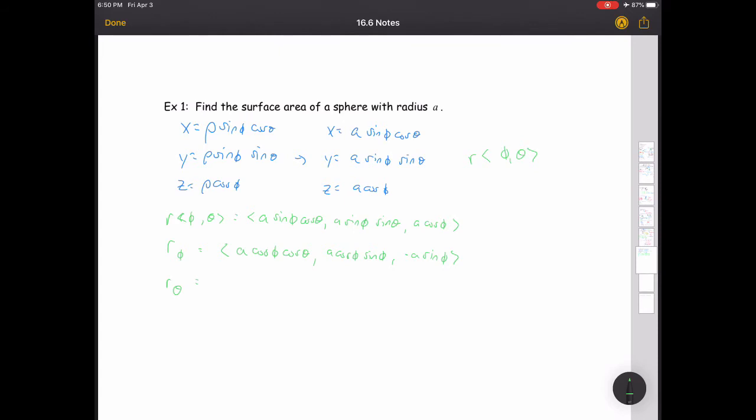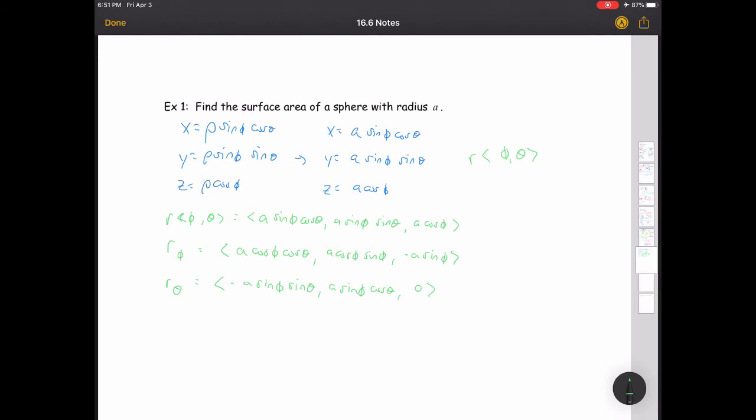We're also going to need to take the partial with respect to theta. So let's take the partial of r with respect to theta. Well, in the first one, we've got cosine of theta, so that's going to be a negative a sine phi sine theta. And the second one, we've got a sine theta, so that's going to be cosine theta, so a sine phi cosine theta. And in the last one, I don't have any thetas at all, so that's 0.